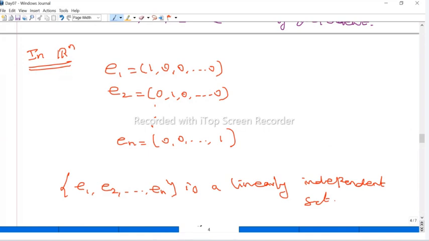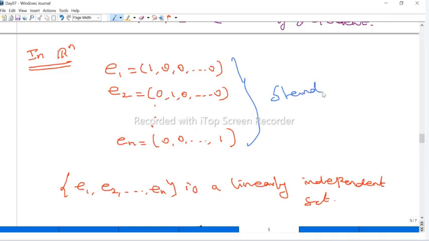So this e1, e2, etc., en, we can easily prove, is a linearly independent set as well as spanning the entire Rn. Therefore this collection is called the standard basis of Rn. Each vector has n coordinates. Therefore, it's the standard basis in Rn.